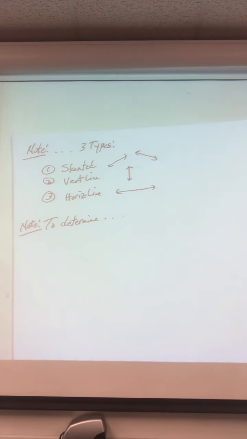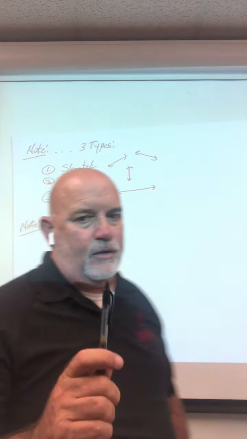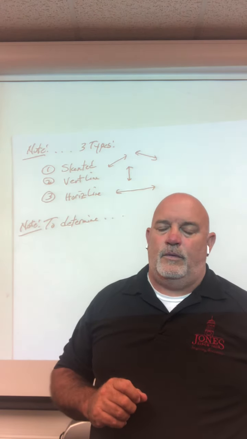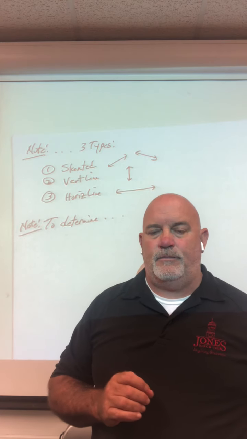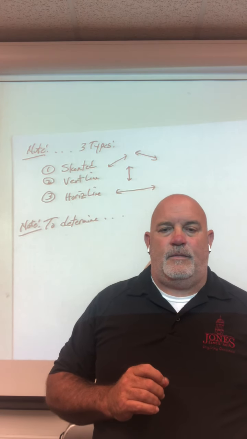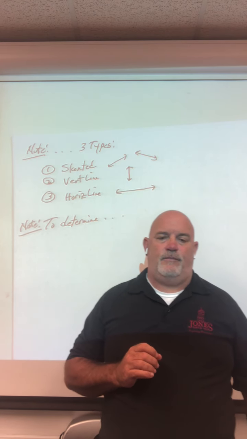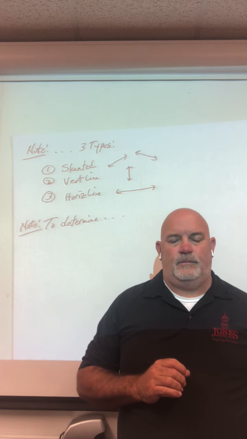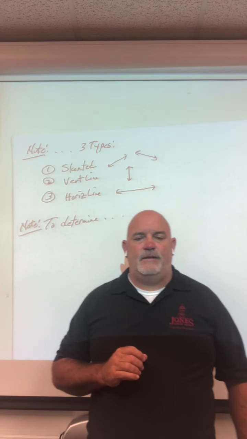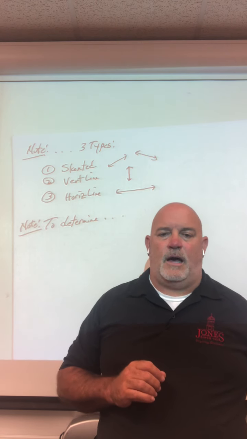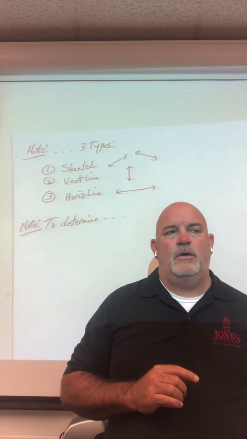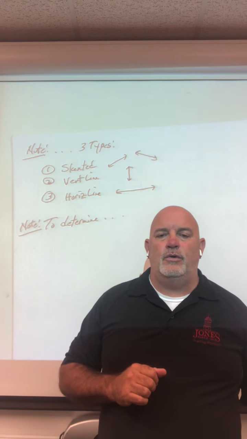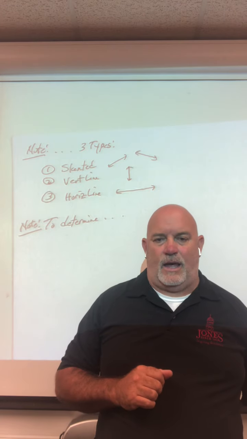Okay, let me give you another note. This is a very, very important note that I'm about to give you right here. Here's the note. To determine if the graph of a linear equation is slanted, vertical, or horizontal, use the following outline.